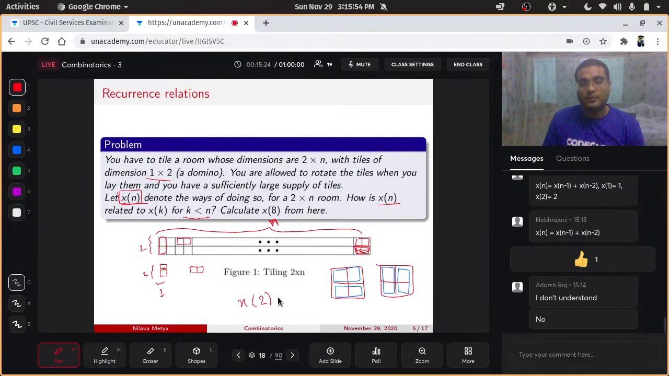x2 will be 2, because xn is the number of ways to tile a 2 by n room, and n here is 2. Okay. So my x2 will be 2. I am asking how do you relate xn in terms of smaller ones? As in, how do you build the answer of the bigger room in terms of the answer of the smaller rooms? Okay. That is the question.